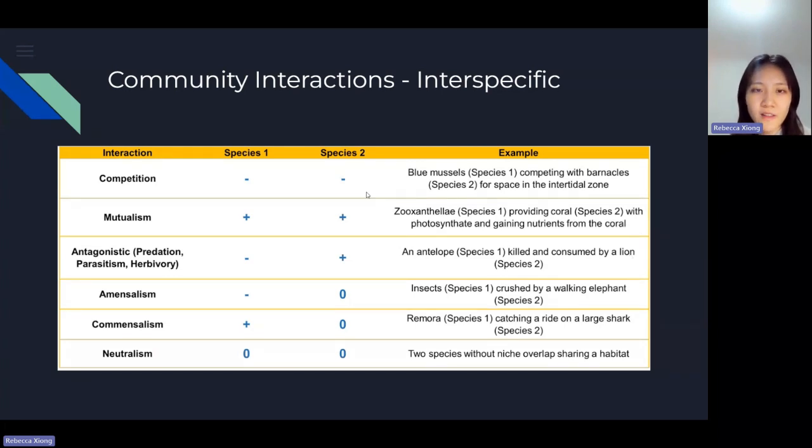I think for these, understanding these plus, minus, zero indicators in this chart is very useful, and having specific examples for each. So on the right-hand side there are examples, but going back to regional ecology being tested more at the state regional level, try to find examples in the specific regional ecology that you live in.